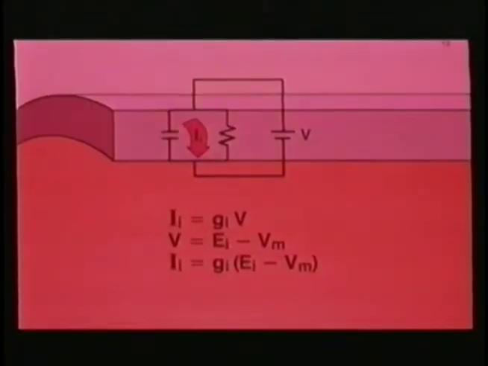The ionic current for a specific ion, I sub I, is equal to the product of the membrane conductance of the ion, G sub I, and the voltage acting on that ion, V. This voltage, V, is equal to the electrochemical equilibrium potential for the ion, E sub I, minus the membrane voltage, V sub M. Substituting the factors in the first equation results in I sub I equal to G sub I times E sub I minus V sub M.